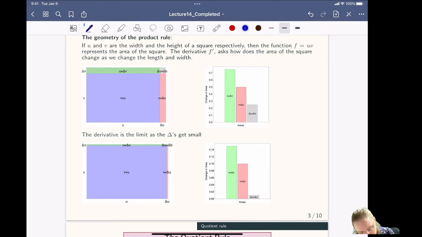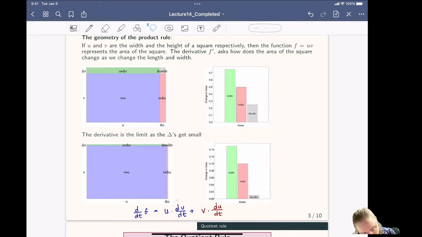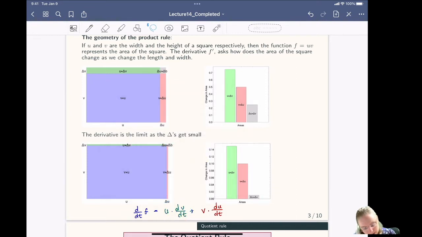So what I end up with is that the derivative d by dt of my function f is equal to the green rectangle, u times dv dt, plus the red rectangle, v times du dt. So just to make this clear, let's turn this into the red rectangle, and this is the green rectangle. All right, and that gives me the derivative of the area of my function. All right, so that's the why behind how the product rule works.